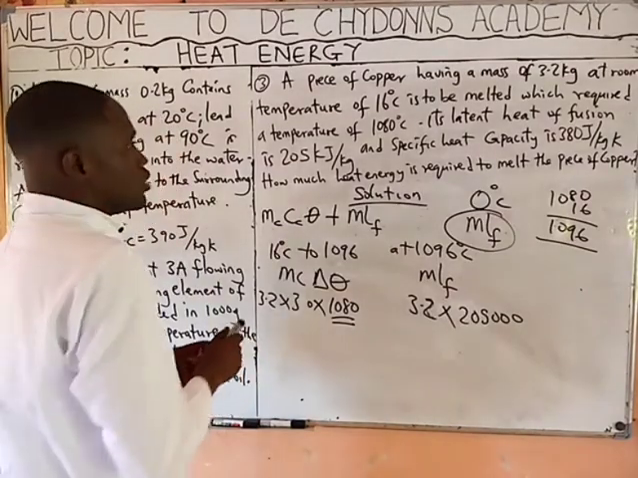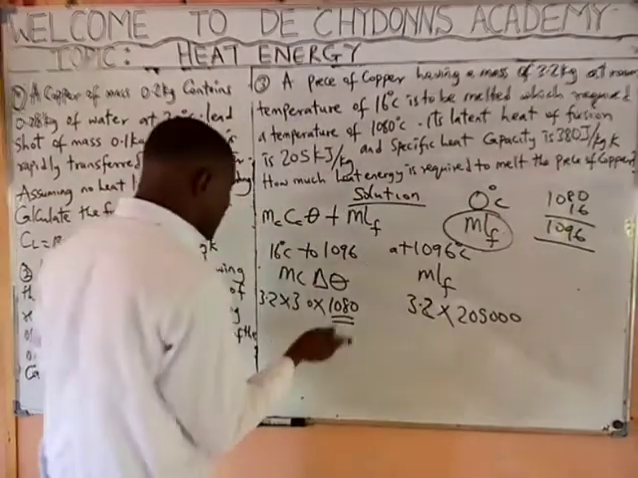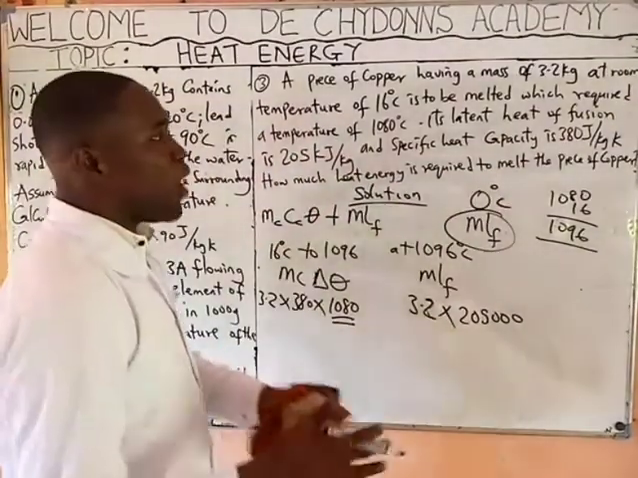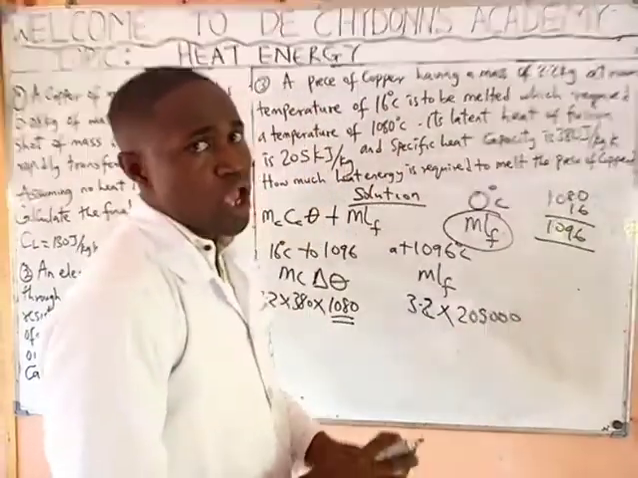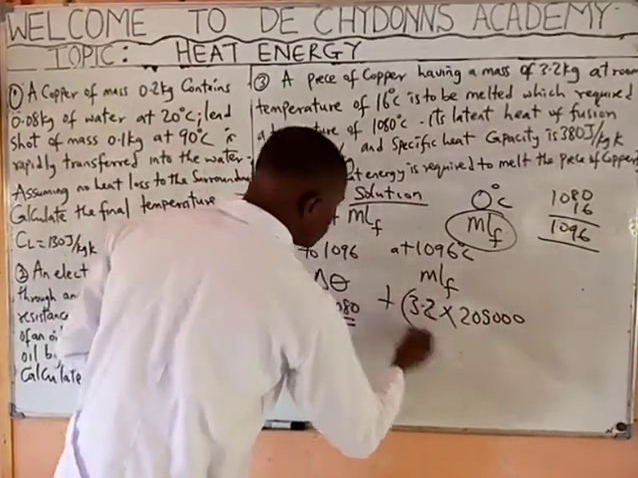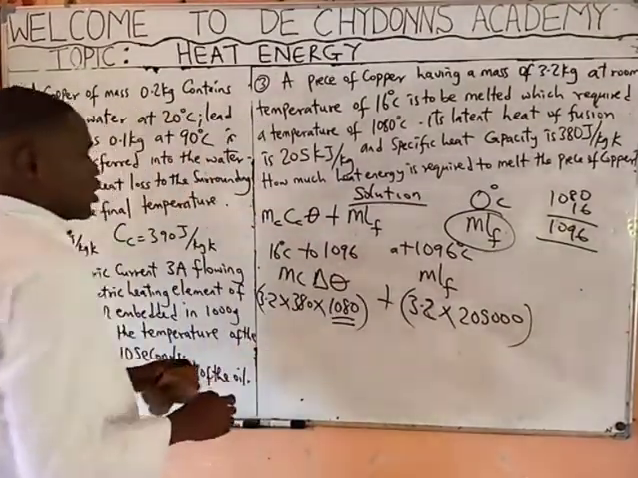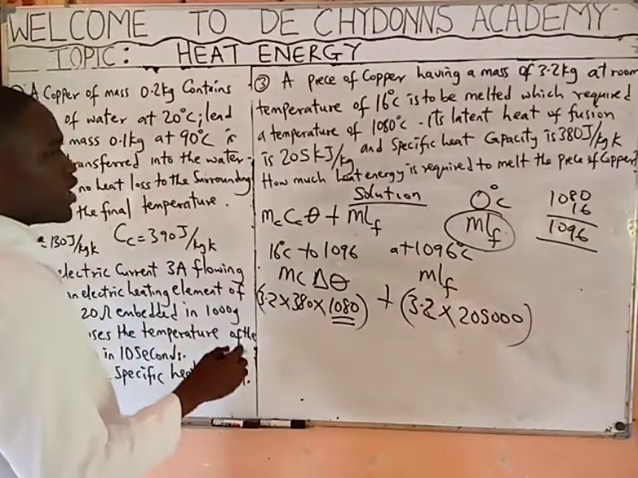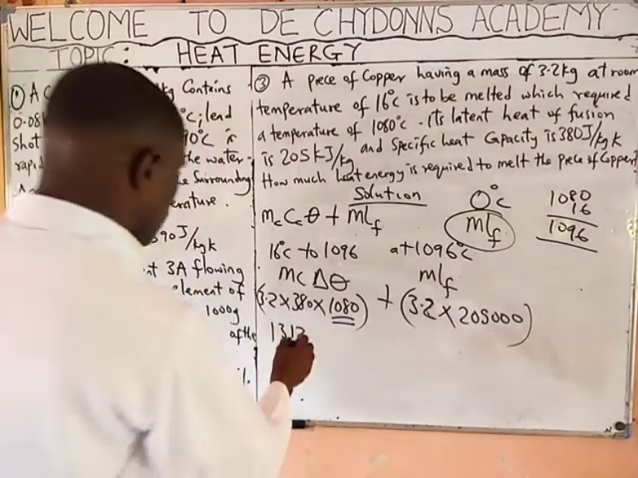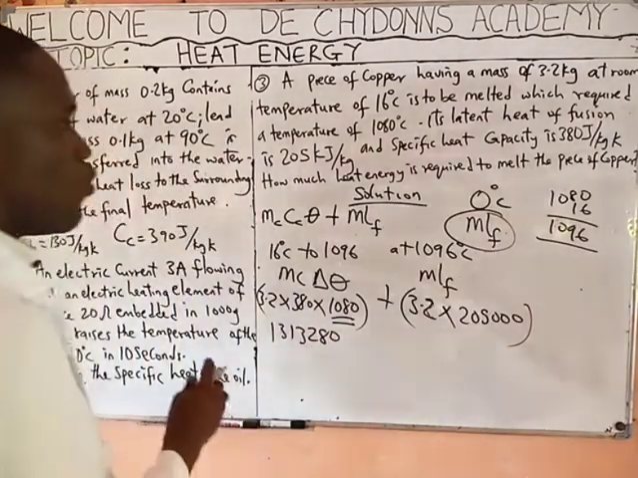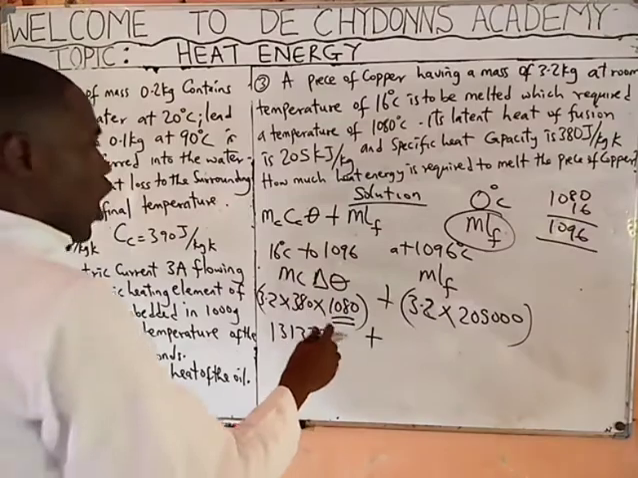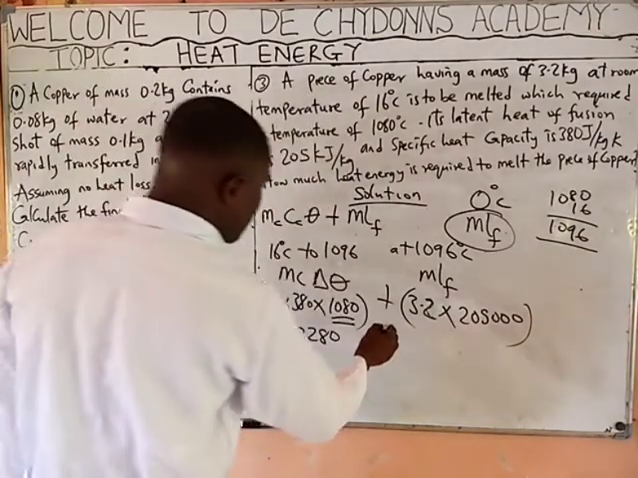So the specific heat capacity of the copper is 380, please, not 390 here. They gave it to us to be 380 in the question. So the one they give you in the question is the one you use. Don't use your own constant. Then, when you multiply these two, it will give you 1,313,280.